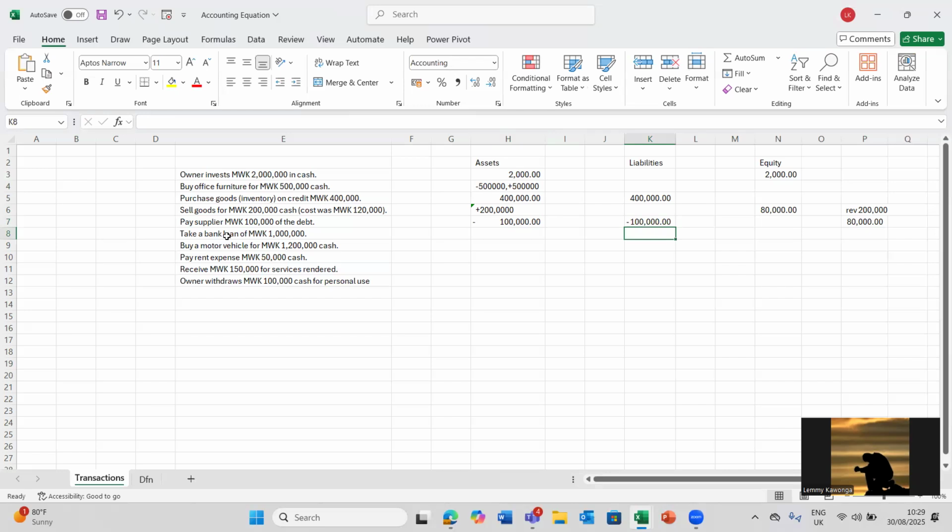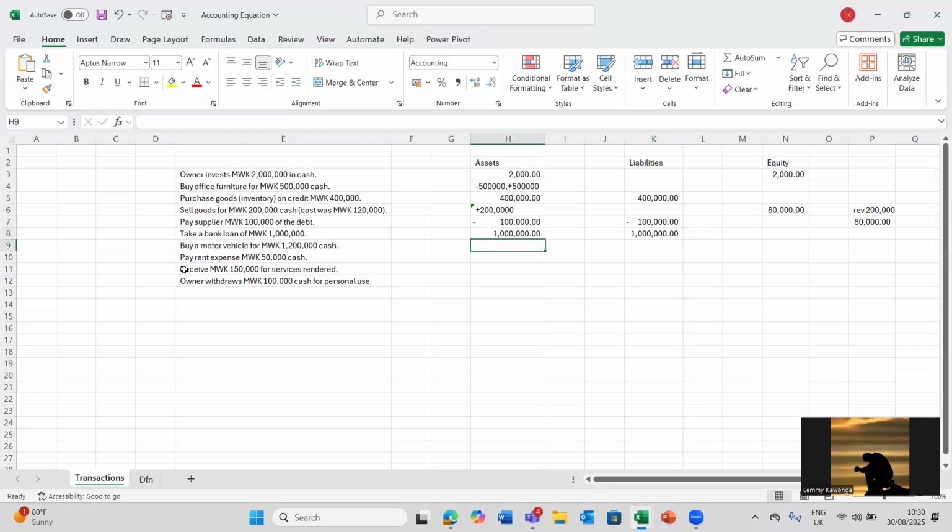And then we took a bank loan of 1 million. So if you take a loan, what will happen? It means that the loan will be deposited into the bank account. So there will be an increase in the assets by 1 million. And at the same time, there will be an increase in liability of 1 million.